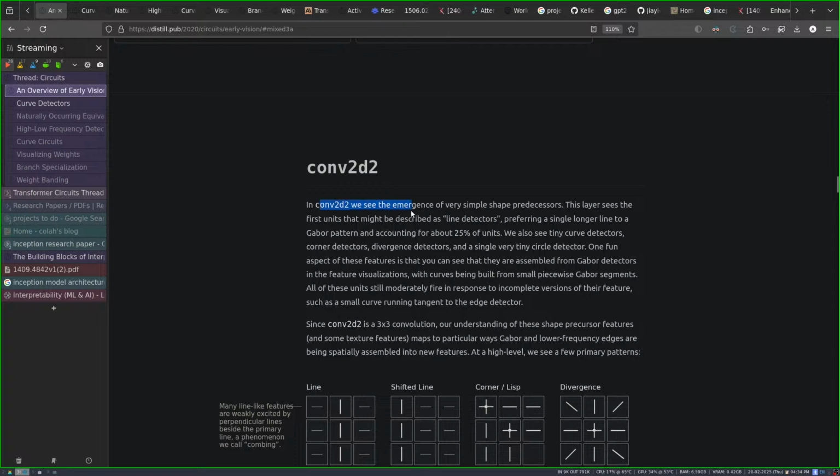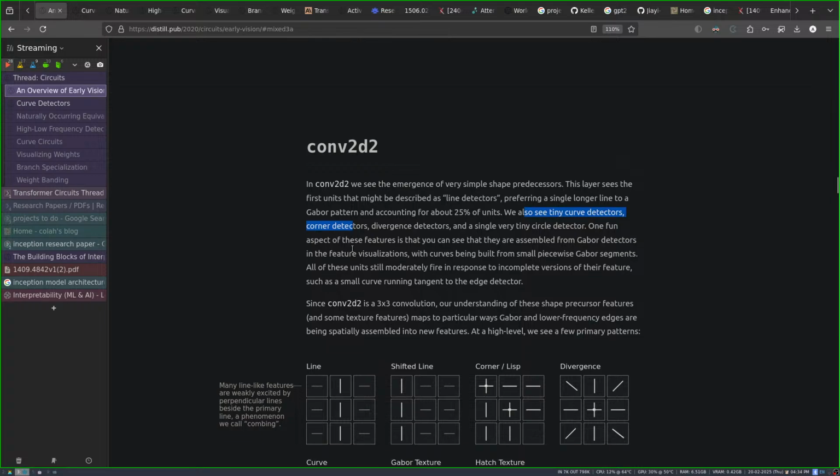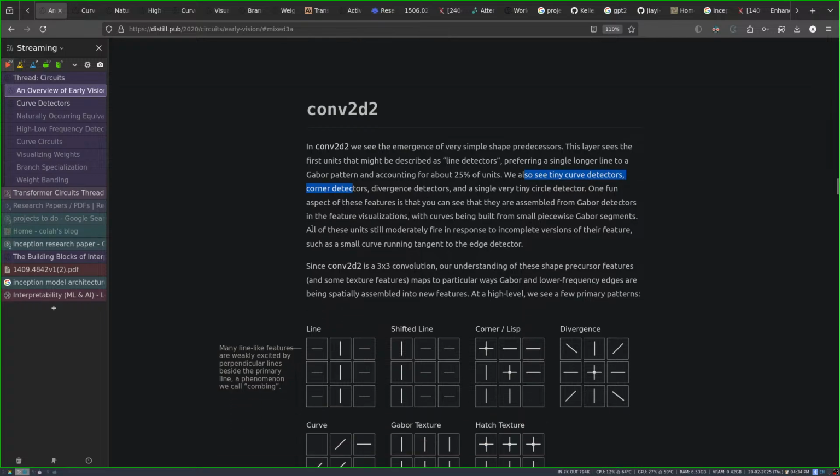In Conv2d, we see the emergence of very simple shape precursors. This version is the first unit that might be described as line detectors, preferring a single long line to Gabor patterns and accounting for about 25% of the units. We also see tiny curve detectors. One fun aspect of these features is that you can see that they are assembled from Gabor detectors in the feature visualization, with curves being built from small piecewise segments.